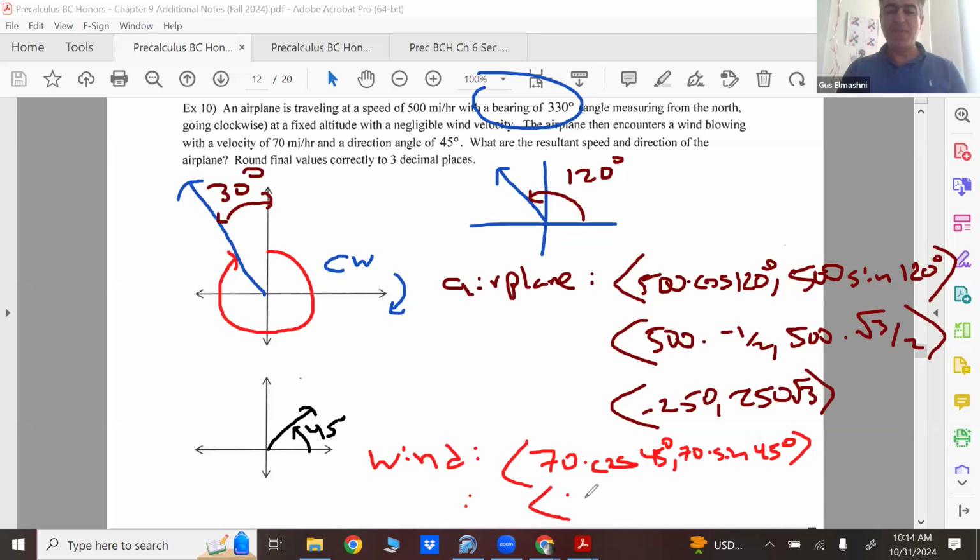All right, so that's gonna be 35 √2 and 35 √2. That's the wind, right? I think I got that right. Cool. All right. So now what I'm going to do is I have to add these together. Because what is the question really asking me?